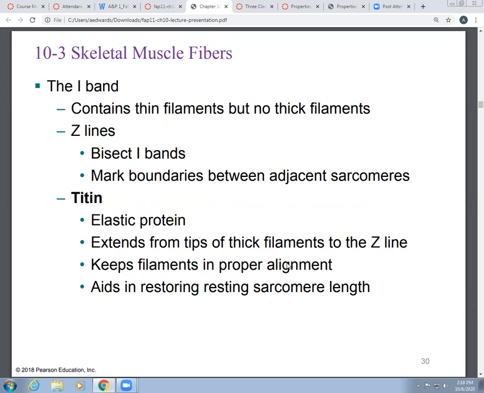Now you also have this protein called titin that's involved. It's very elastic and extends from the tips of the thick filaments over to the Z line of the thin filaments. So what does it do? Well, it keeps those filaments properly aligned, okay? Keeps them where they're supposed to be, so they don't get off kilter. They also help in bringing the sarcomere back to its original length, okay, once the sarcomere is relaxed.